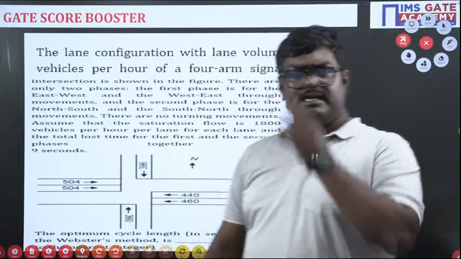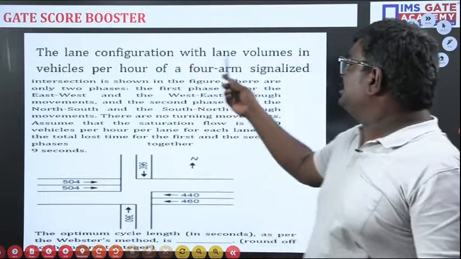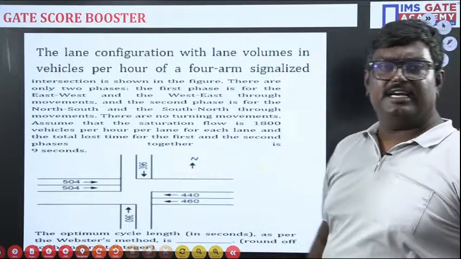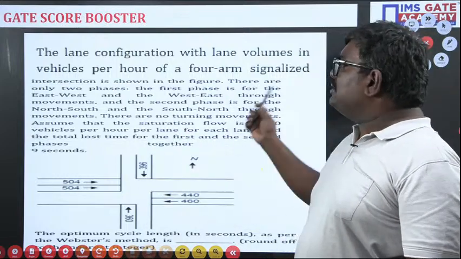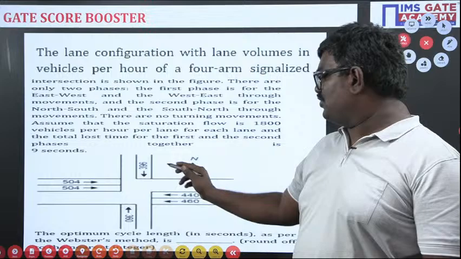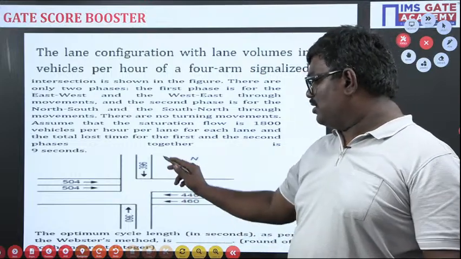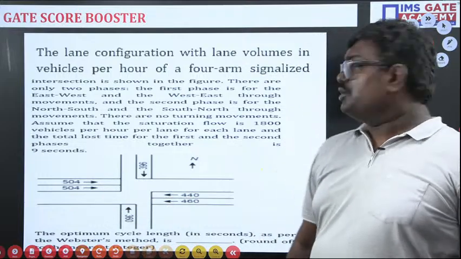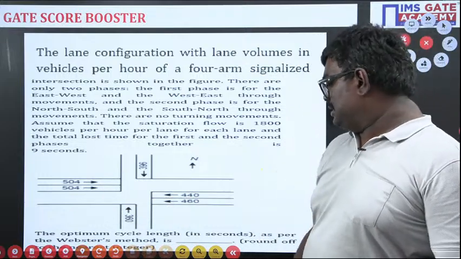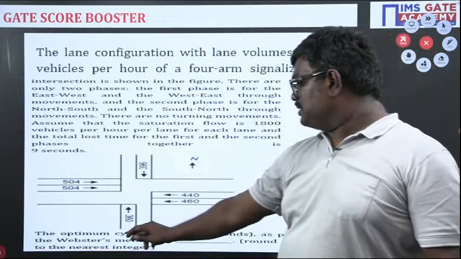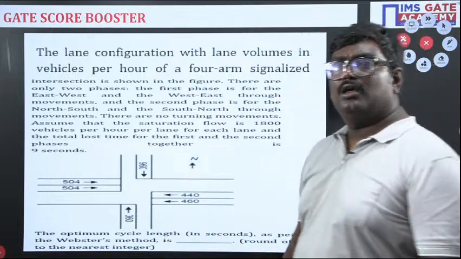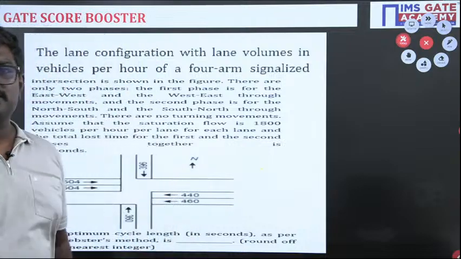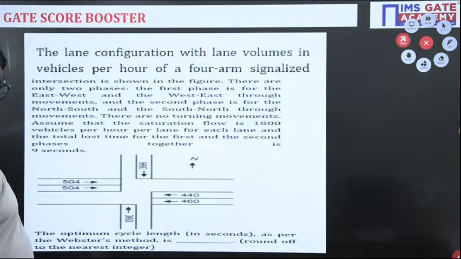The question here is: the lane configuration with the lane volumes in vehicles per hour for a 4-arm signalized intersection is shown in the figure. There are only two phases. One is north-south, and the other is east-west. What he is asking is to calculate the optimum cycle length, where the delay is minimum.